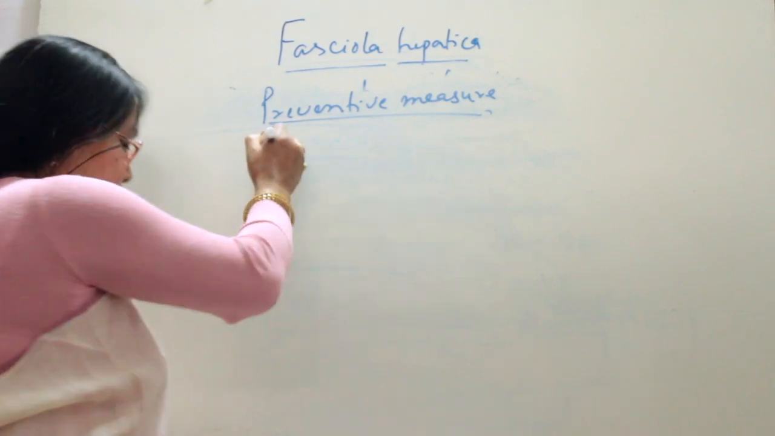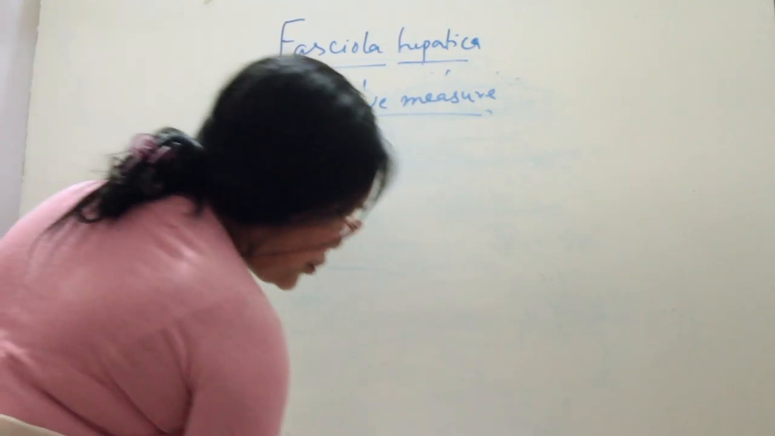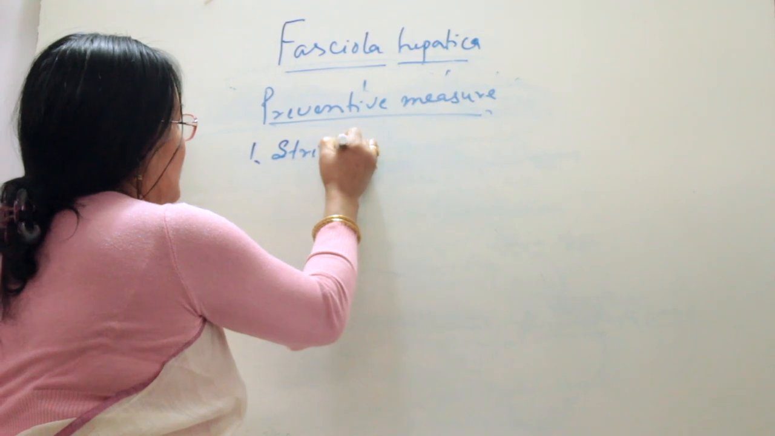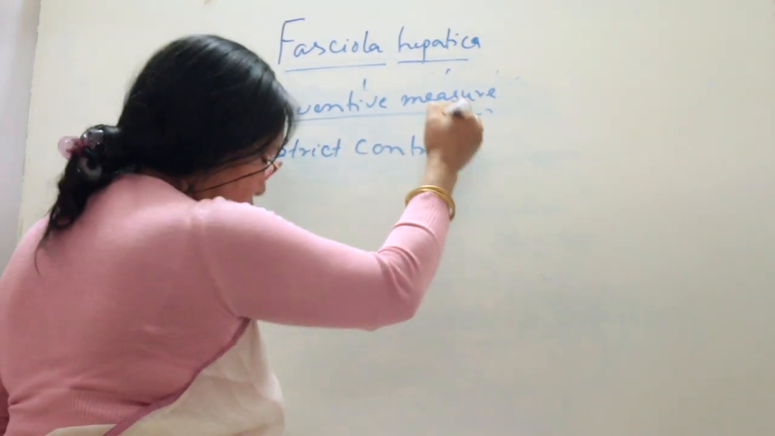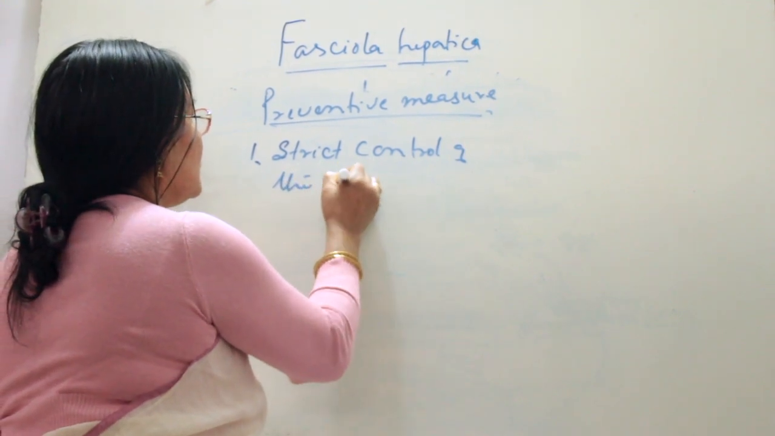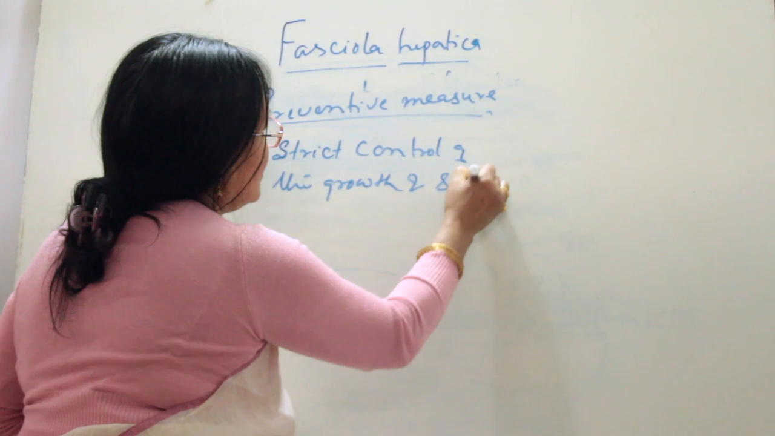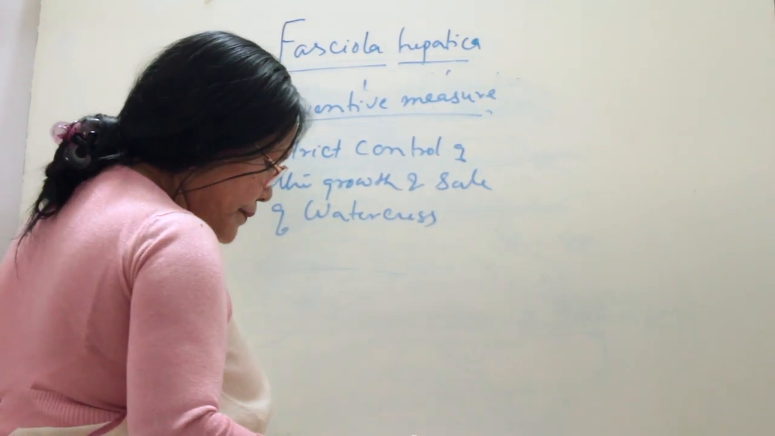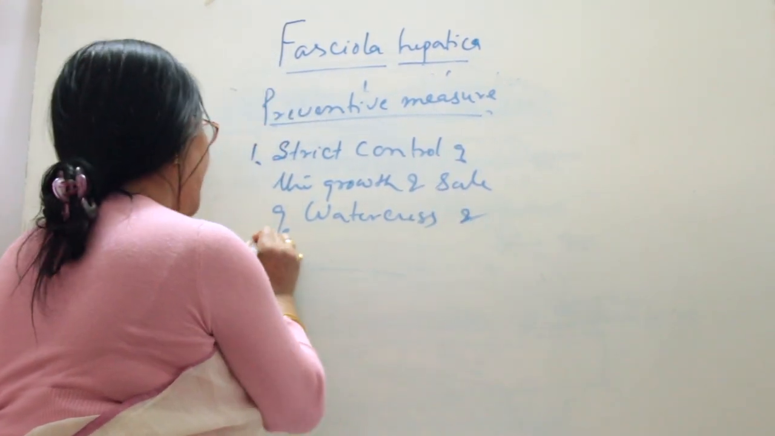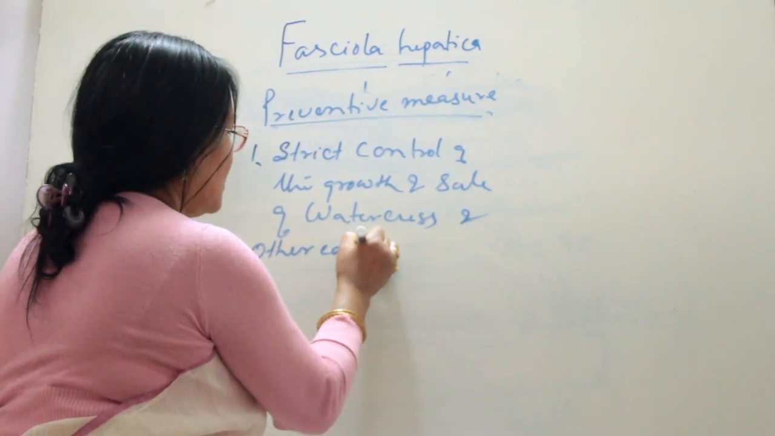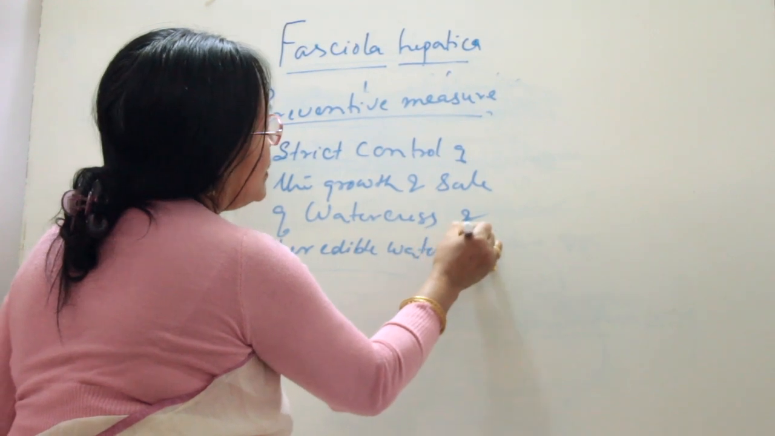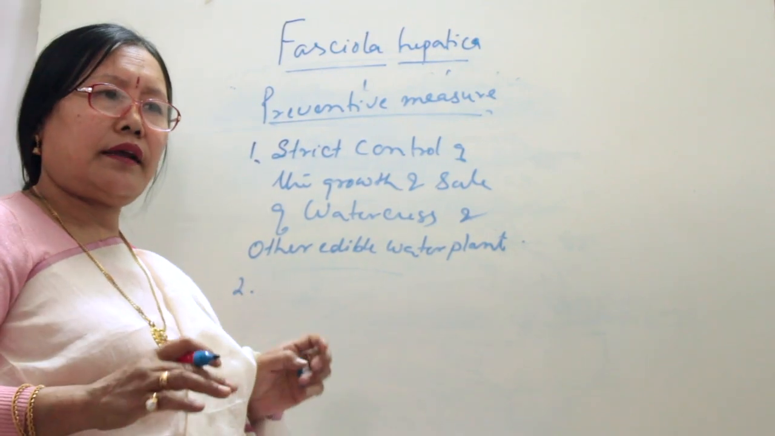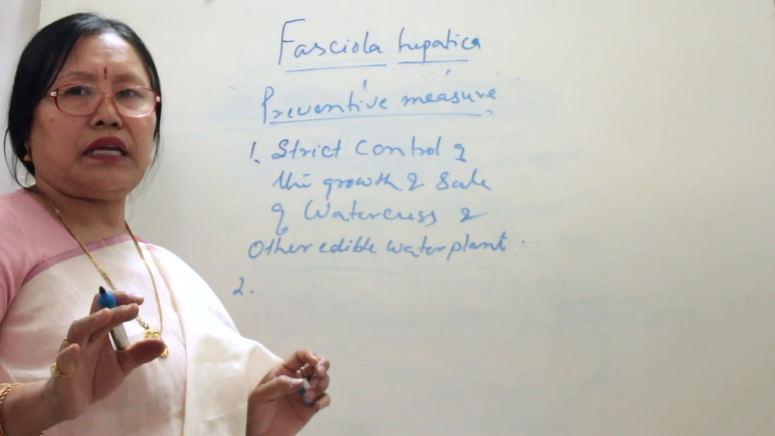Preventive measure number one: strict control of the growth and sale of watercress and other edible water plants. If you want to eat water plants, then wash them thoroughly and cook them properly.